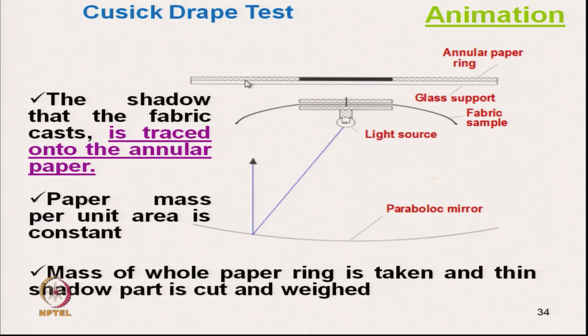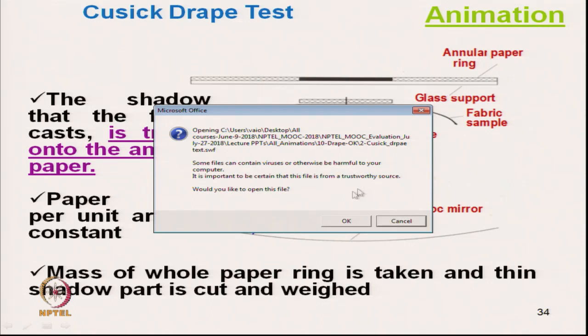And on this exact shadow, the annular ring paper is placed on a glass support. So, why is it glass? Because it should be transparent, so that light passes through and the shadow is visible, and we can simply trace it. And from there we can calculate the mass.